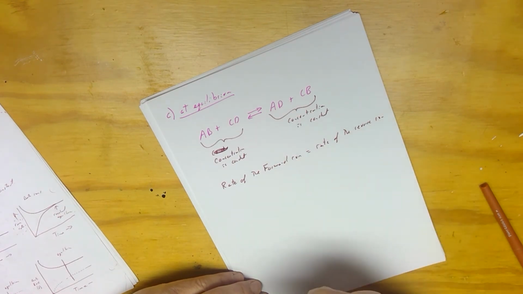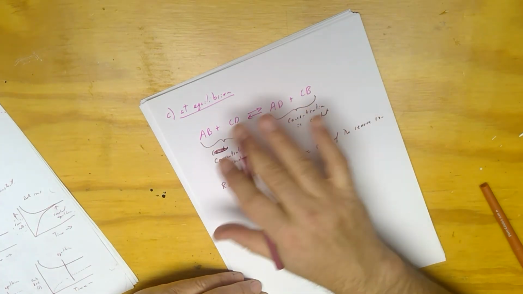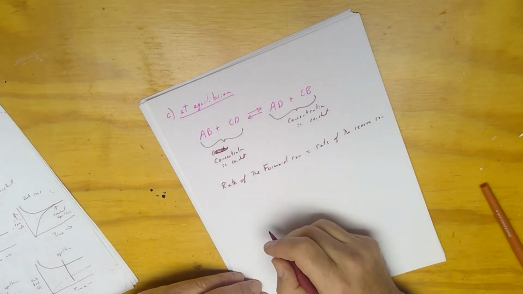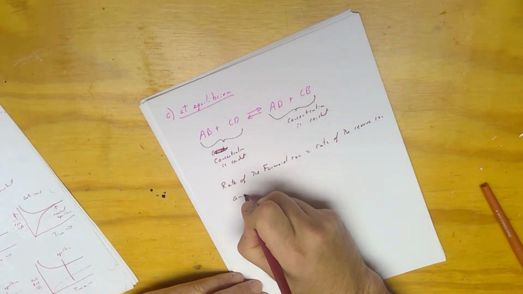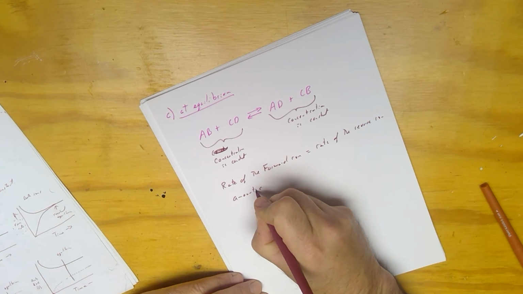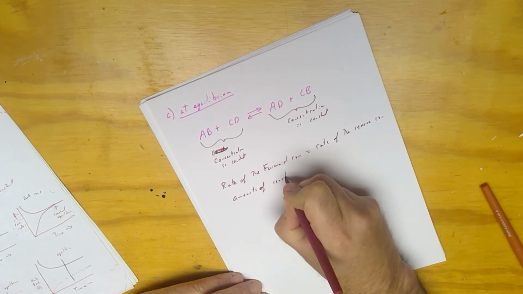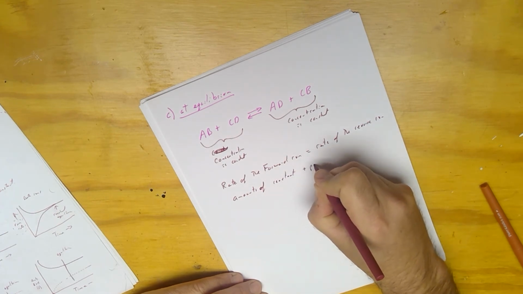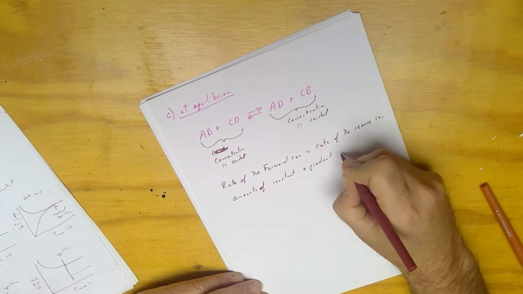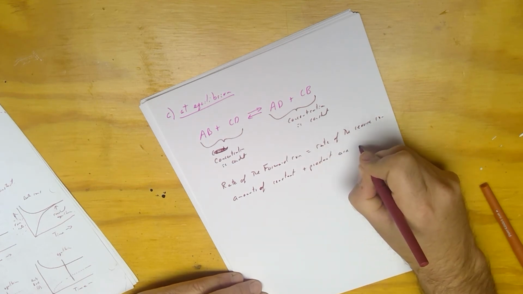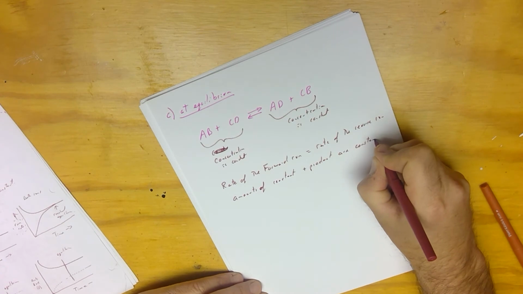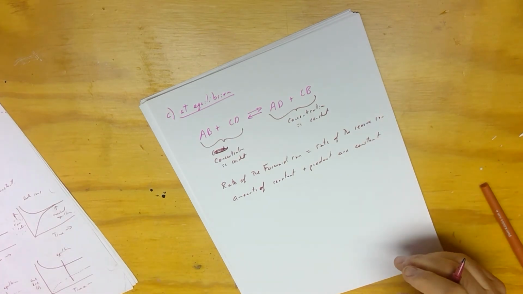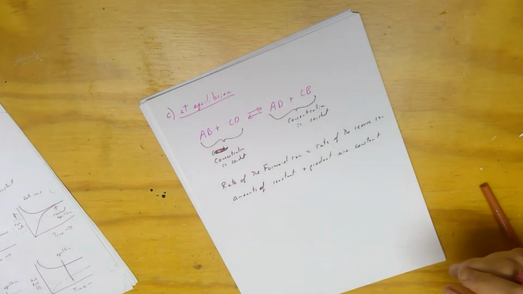Now, what's constant at equilibrium? The amounts of stuff is what's constant. So the amounts of reactant and product are not equal, but they are constant. They don't change anymore at equilibrium. And this is what a chemical equilibrium is.